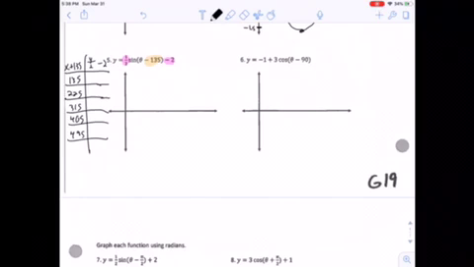So sine starts at 0. 0 minus 2 is negative 2. 1 over 2 is 1/2, minus 2 is negative 1.5. Then 0 over 2 is 0, minus 2 is negative 2. Then negative 1 over 2 is negative 1/2. Minus 2 is negative 2.5. And then we go back to negative 2. There we go.